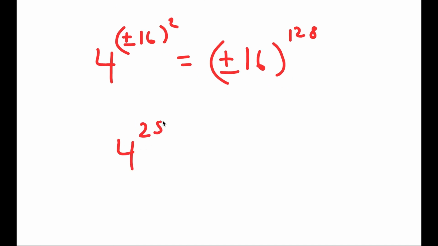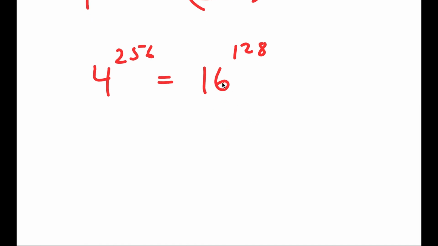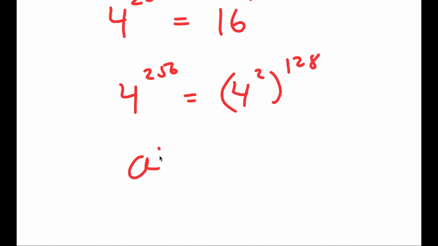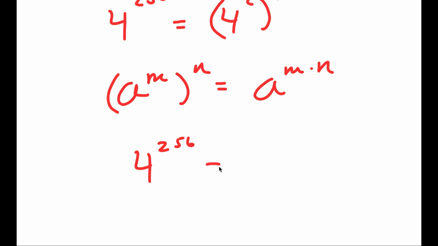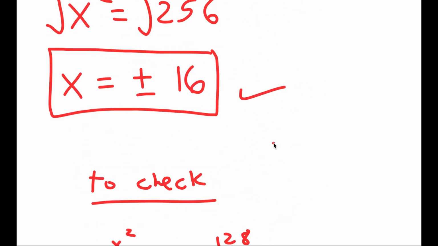So now I have 4 to the power of 256, which is the value of 16 squared, is equal to 16 to the power of 128. And 16 is the same thing as 4 squared. So I can rewrite this as 4 squared to the power of 128. And now if I have something in the form a to the power of m to the power of n, this is equal to a to the power of m times n. So I get 4 to the power of 256 is equal to 4 to the power of 256. And these two are equal to each other, so my solution is right.